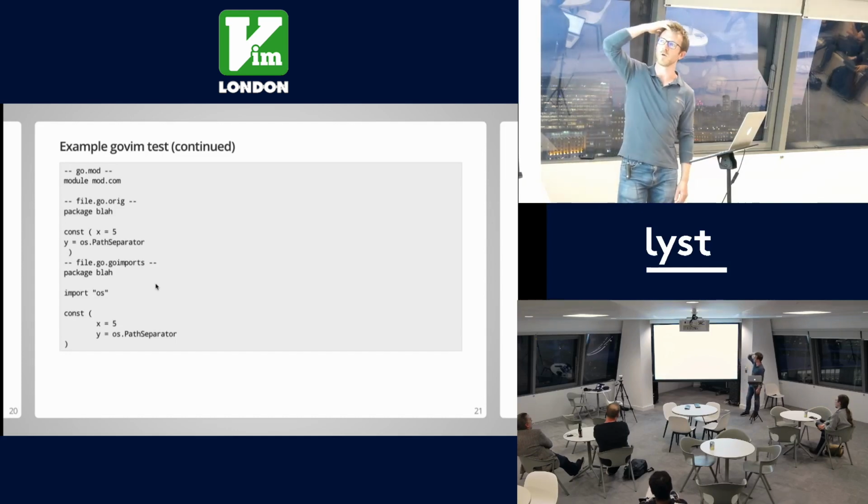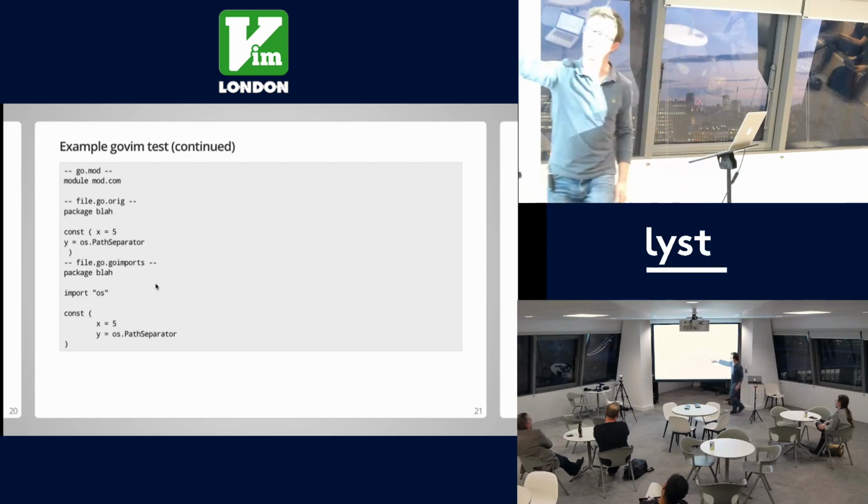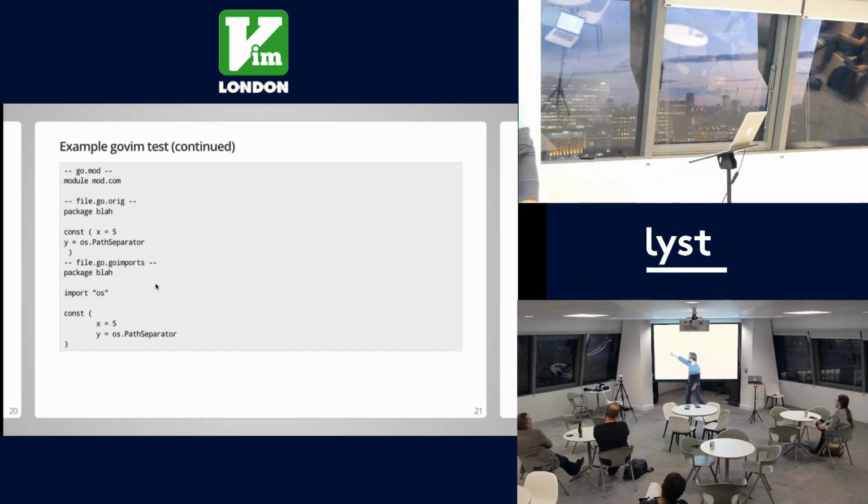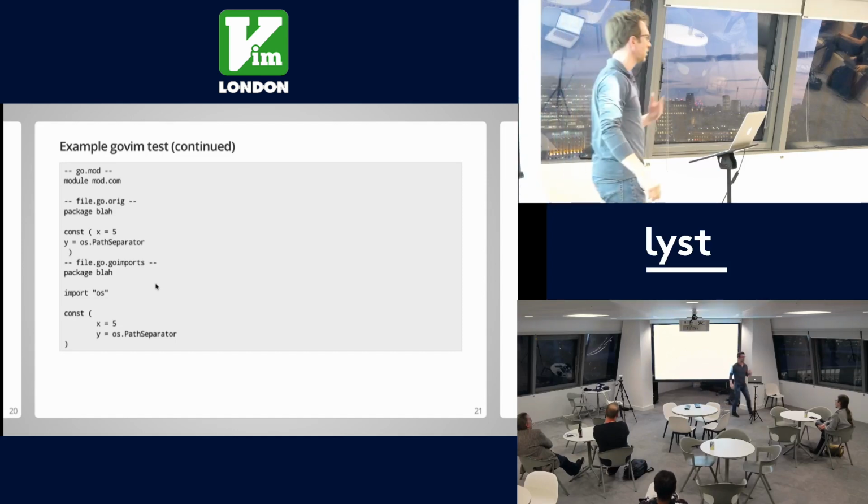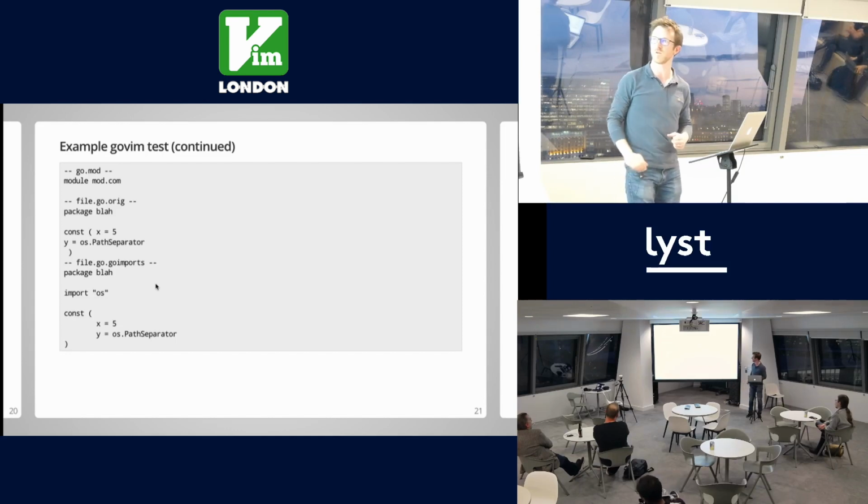So you can just ignore the go.mod at the top there. The file.go.orig is the one that is badly formatted, and you can see this is actually just badly formatted Go code here. This is what it should look like at the bottom. The things that change are that this constant block gets properly formatted, but also we get the import of os added as well, which is the goimports behavior that I showed.